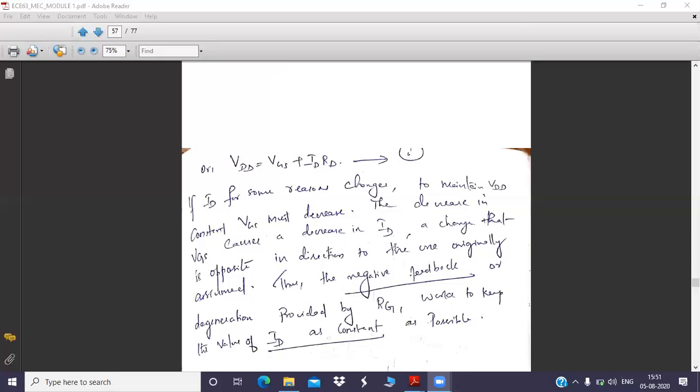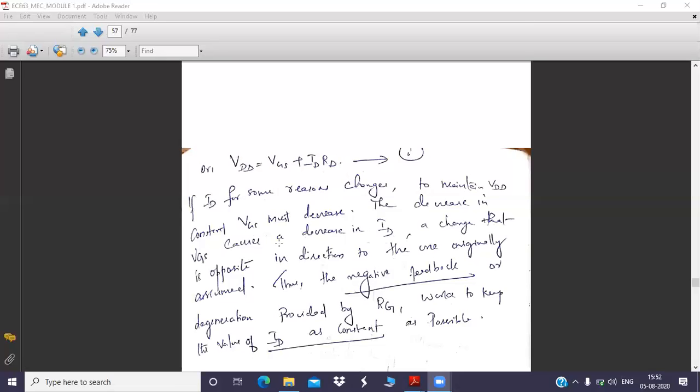Sorry. So here what we have done is, what did we tell? ID increases, so IDRD increases, and correspondingly VGS will decrease. VGS decrease means the gate voltage, the control voltage, becomes more negative. More negative means current conduction will not happen. So ID was trying to increase initially, but later it got decreased because VDD was constant. This is what is known as negative feedback. As a result, ID remains constant.